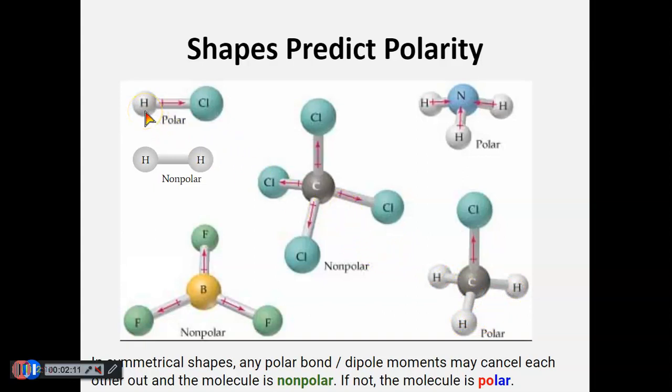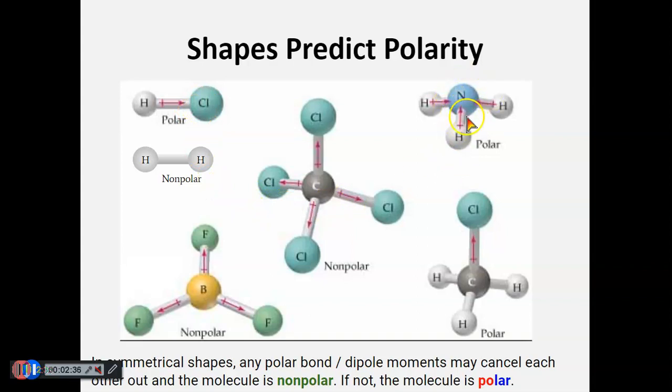Now, it depends on the shape, and I'll show you some examples here in a minute, but look at linear. So here's an example of a linear one. Linear can be polar or it could be nonpolar. So look at the nonpolar. It's symmetrical, right? It's exactly the same on each side. So it is nonpolar. Whereas in this example, if we have hydrogen chlorine, it's not symmetrical. Therefore, it's going to be polar, okay?